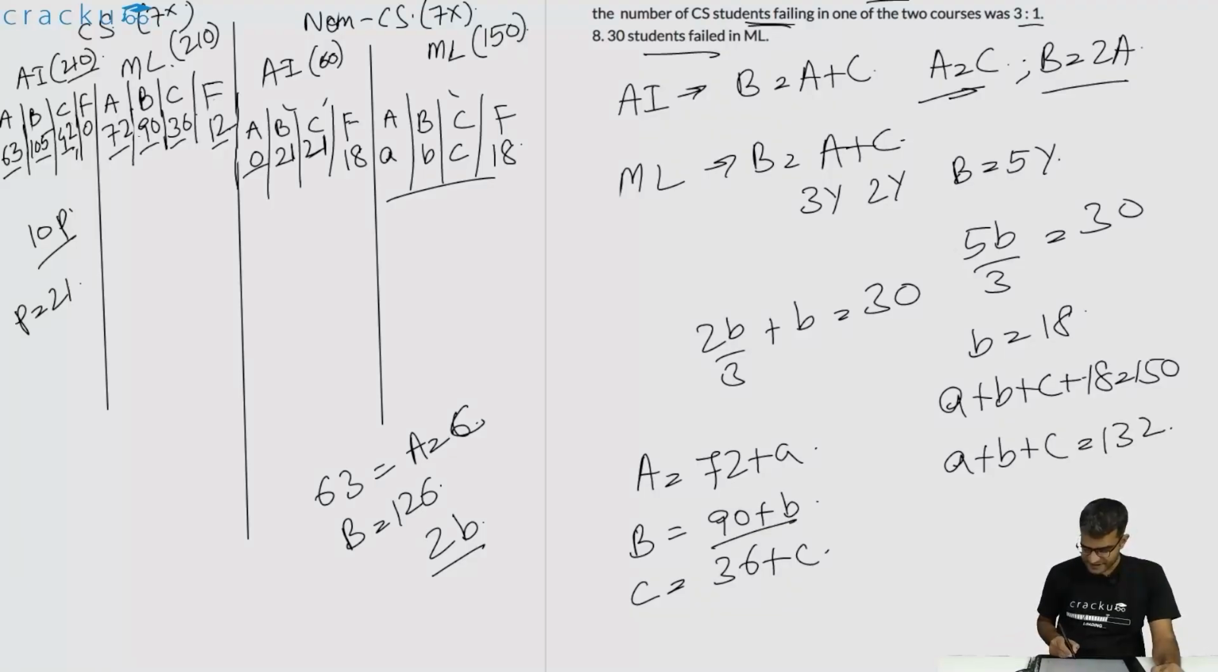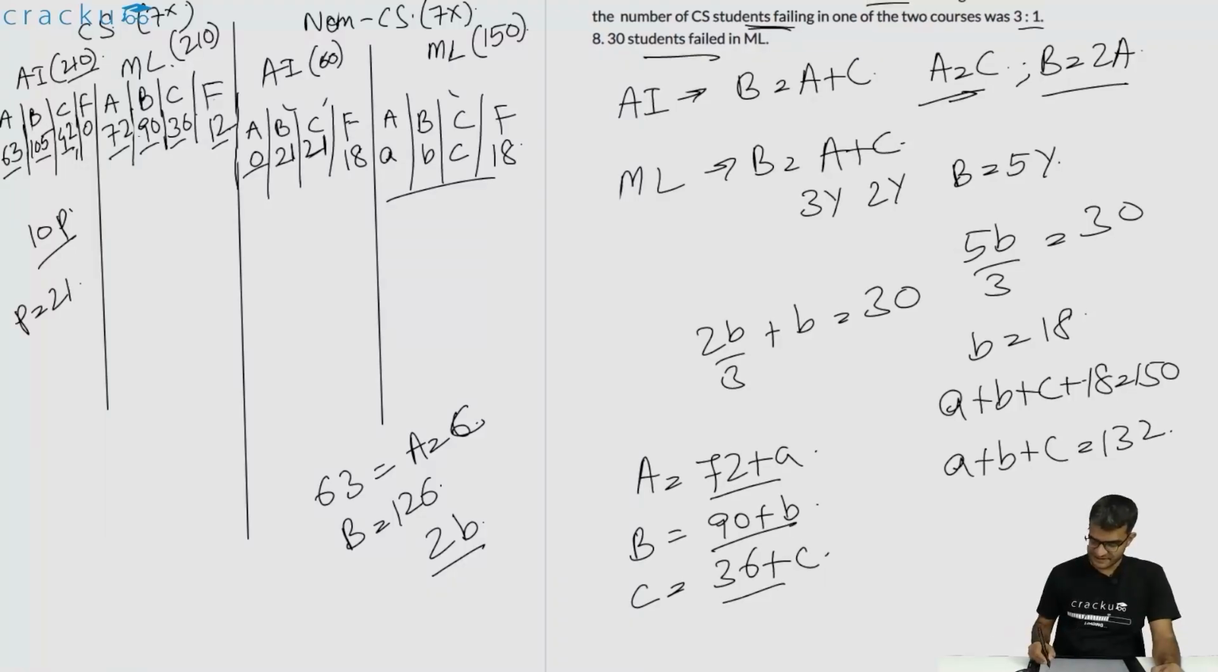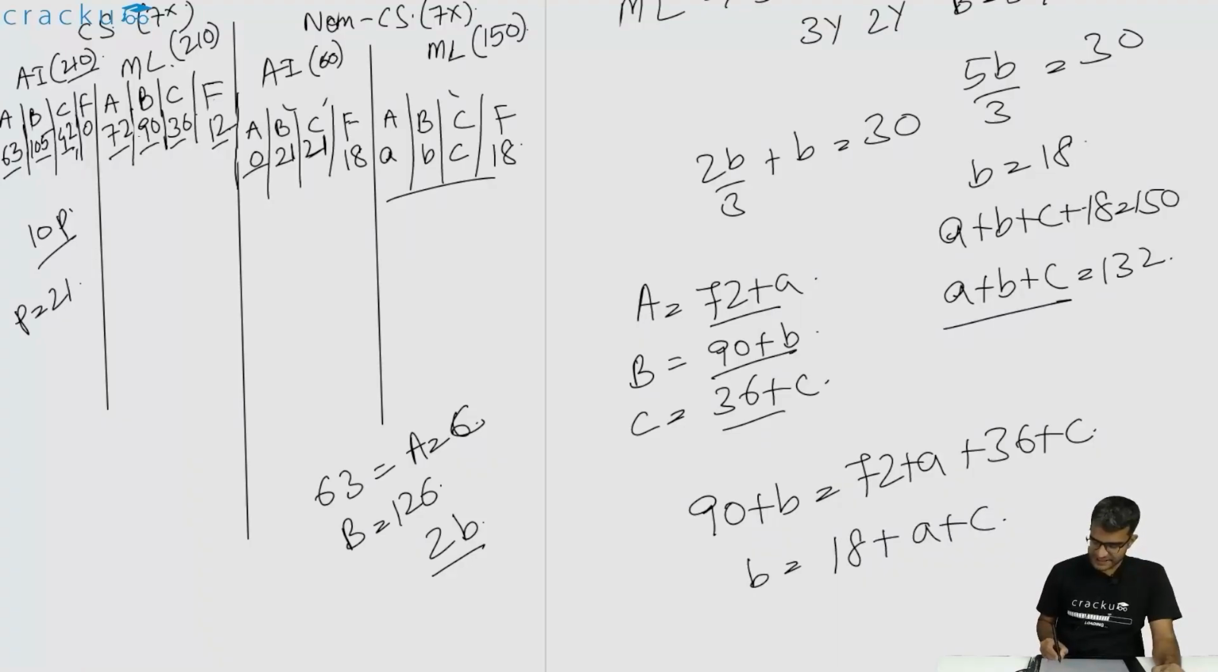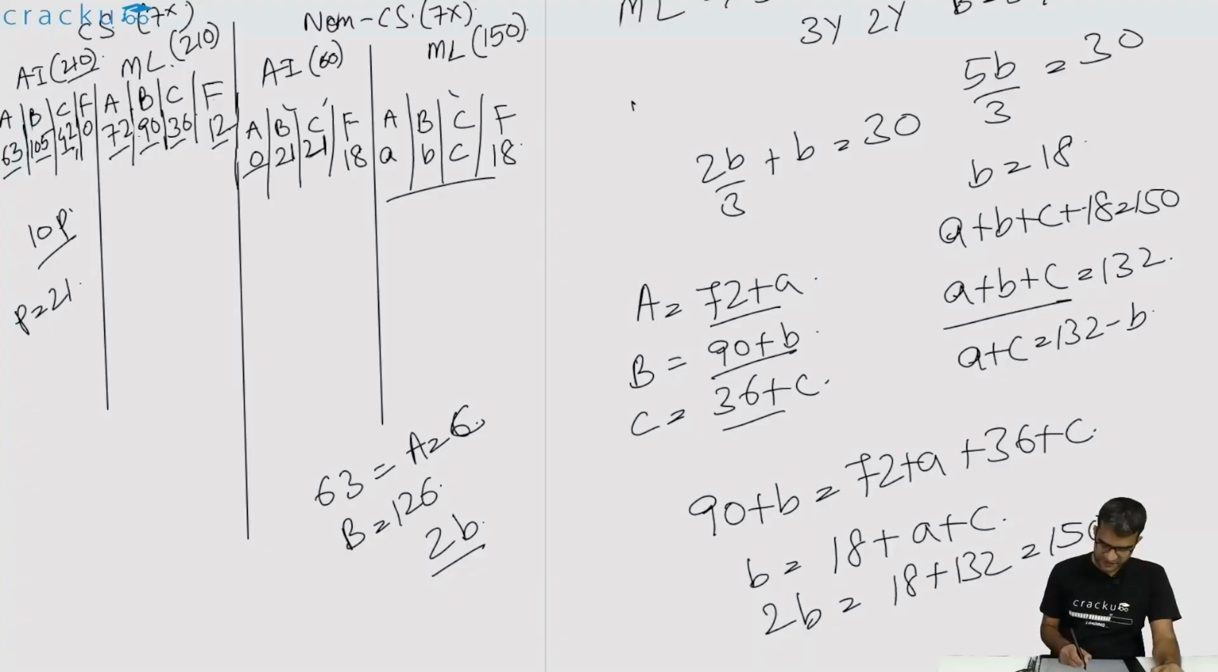We also know that the number of B grades is equal to the number of A plus the number of C grades. So this would imply that 90 plus B is equal to 72 plus A plus 36 plus C, or B is equal to 18 plus A plus C. Now we know that A plus C is equal to 132 minus B. So this would immediately tell us that 2B is equal to 18 plus 132, which is equal to 150, or the value of B is equal to 75. So this is equal to 75.